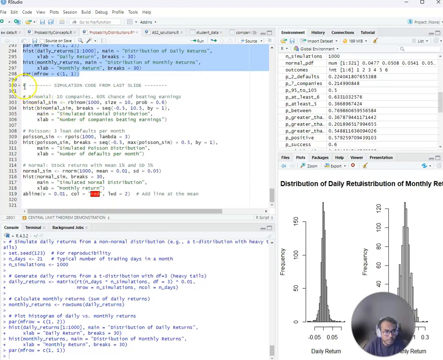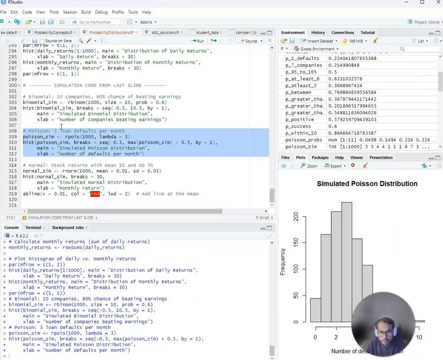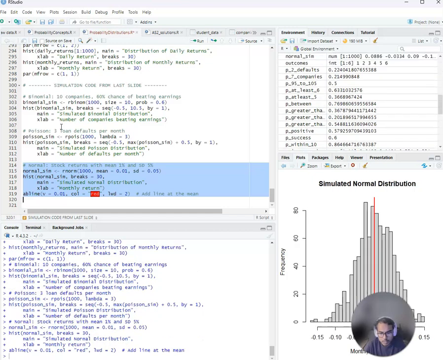And this is the summary from the last slide. So you have a binomial with 10 companies, 60% chance of beating earnings. This is the code. Then we have the Poisson with 3 loan defaults per month. So this is the simulated binomial distribution of the number of companies beating earnings. This is the histogram showing the simulated Poisson distribution with the number of defaults per month. And then you have the stock return between 1% and 5%. The red line over here represents the mean.